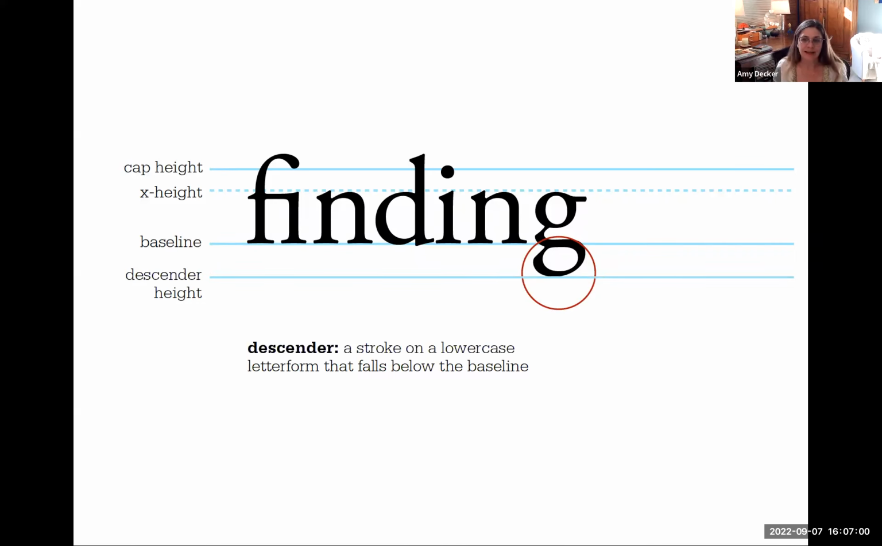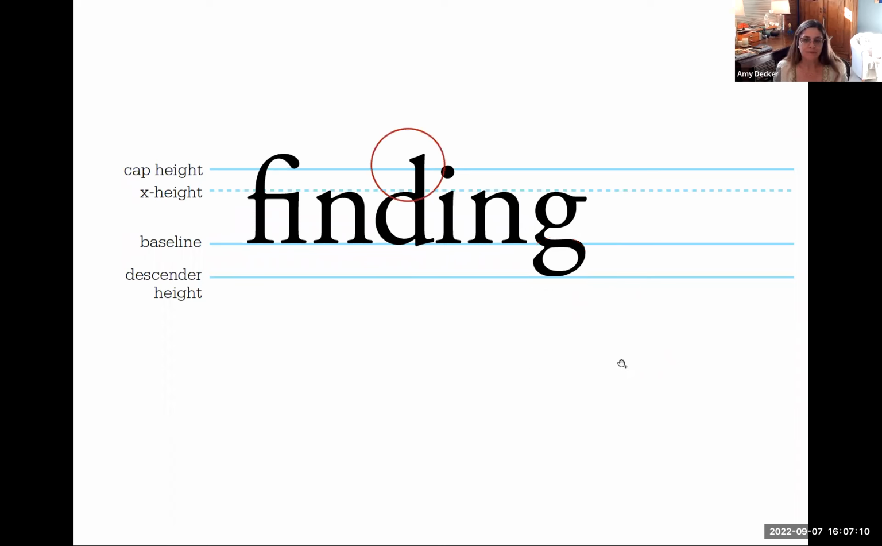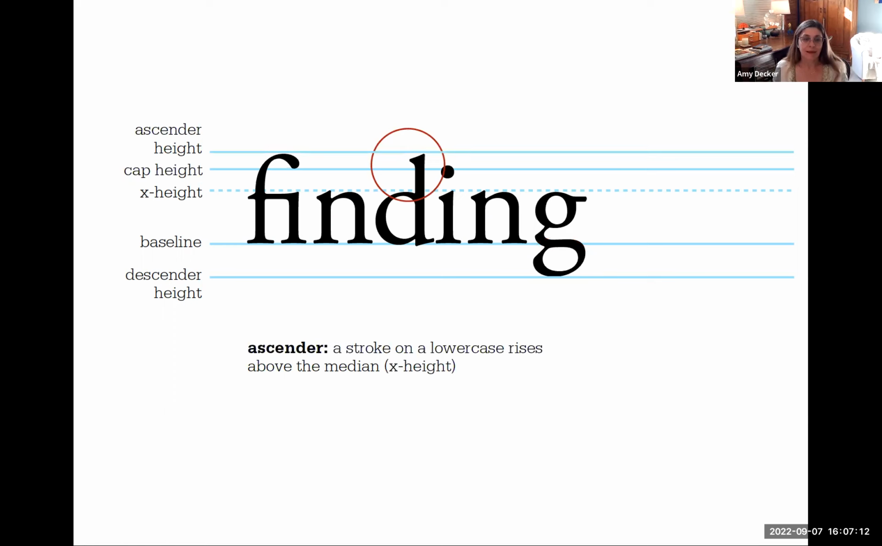Okay, the next line in our scaffolding is a descender. A stroke on a lowercase letter form that falls below the baseline is a descender. And then we also have an ascender, a stroke on a lowercase letter that rises above the median x-height.